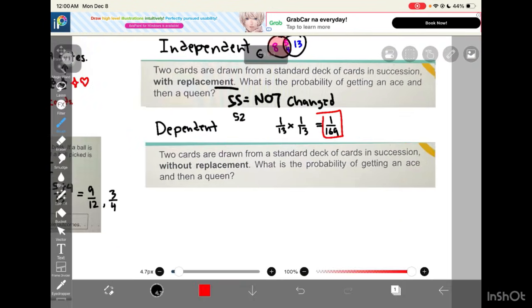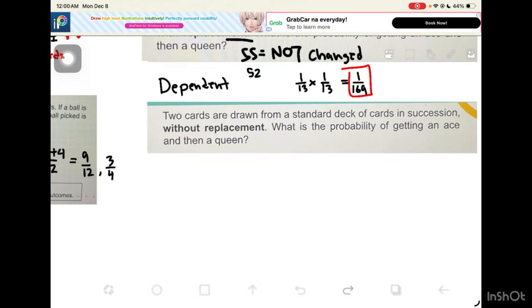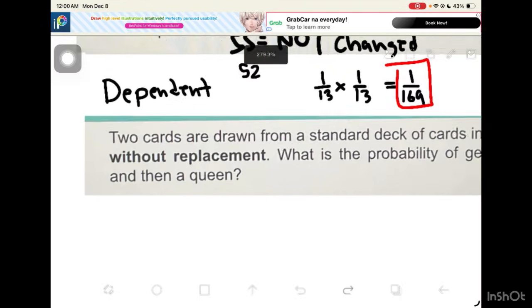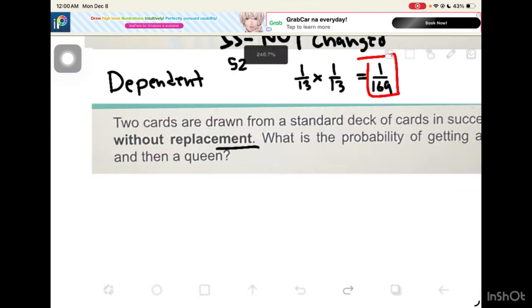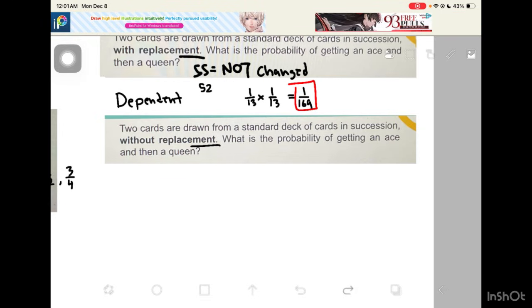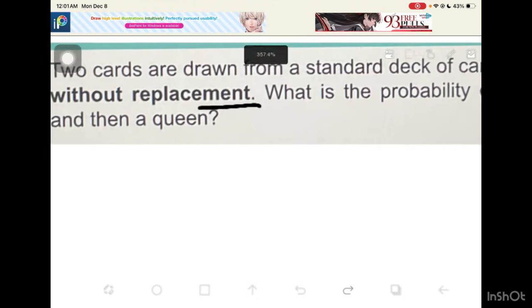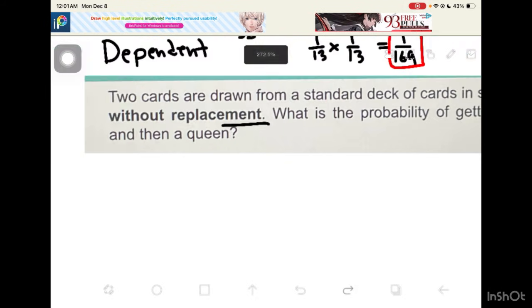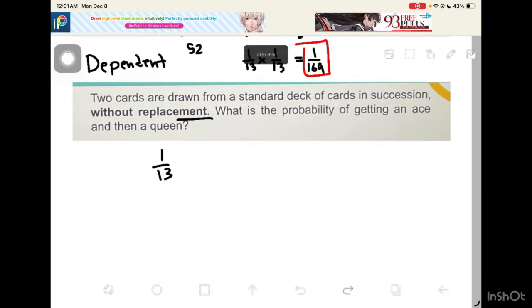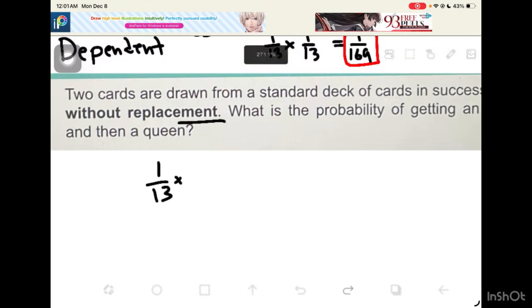Okay. But what if we do the same question without replacement? Now these things get a bit changed. Two cards are drawn from a standard deck of cards in succession without replacement. So we want to get an ace first, then a queen. Obviously, our ace still remains as 1 over 13. But what about our queen?